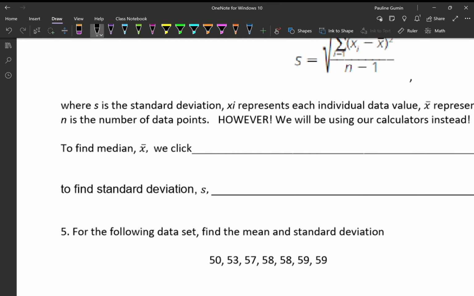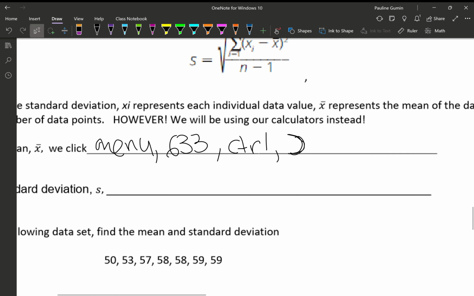For the mean, we're in the calculator area. We will click menu. Then we type 633. We click our control button. We click the backwards parenthesis. I know I can't really write that very well, but you know what I mean. It's supposed to be a parenthesis. And then remember to use commas between your numbers as you list them. Then you can click enter and you're good to go. So that's a shortcut for finding the mean.